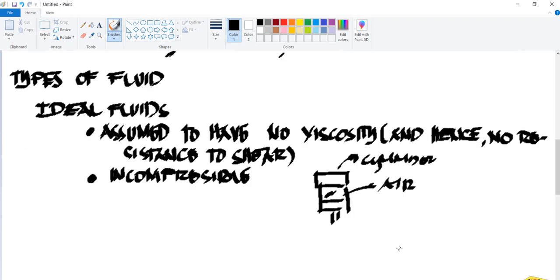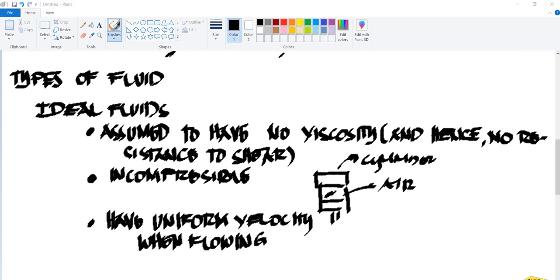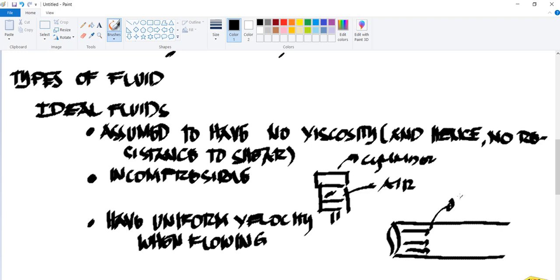And then we have another property: a uniform velocity when flowing. For example, this is your pipe. When we say uniform velocity, usually the fluid here is unequal in terms of velocity.